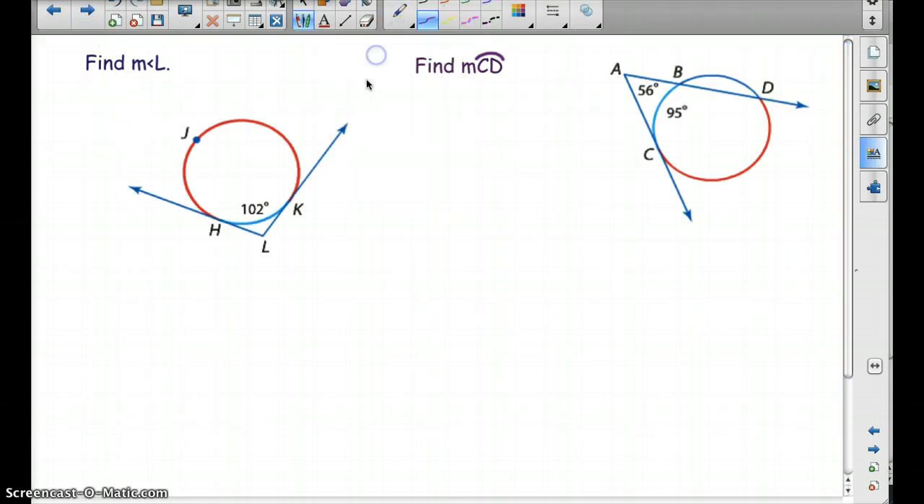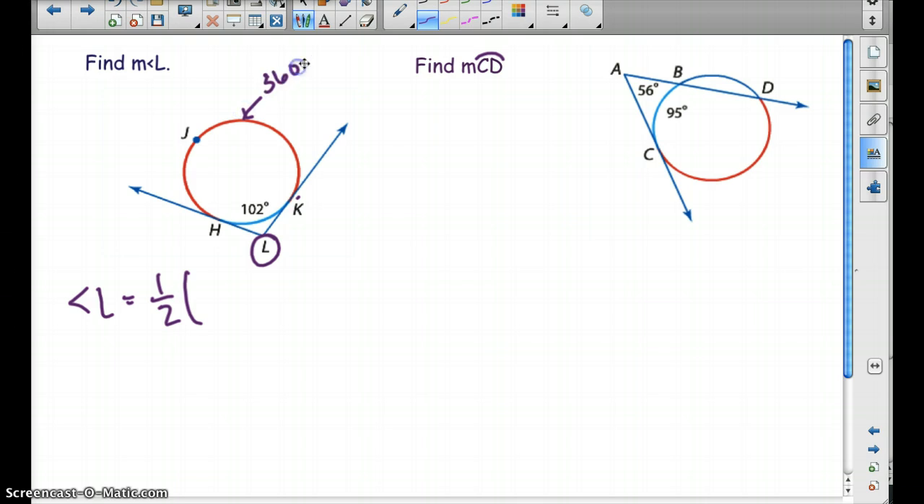So here is an example where we have to find angle L. Pause the video and draw this example down. All right, so this is an exterior angle on the circle. So it's two tangent lines because we have 2 points of tangency. So angle L is going to be 1/2 of the difference of the intercepted arcs. We don't know this bigger one, but we can definitely find it by taking 360. This right here would be 360 minus 102. And that ends up being 156.